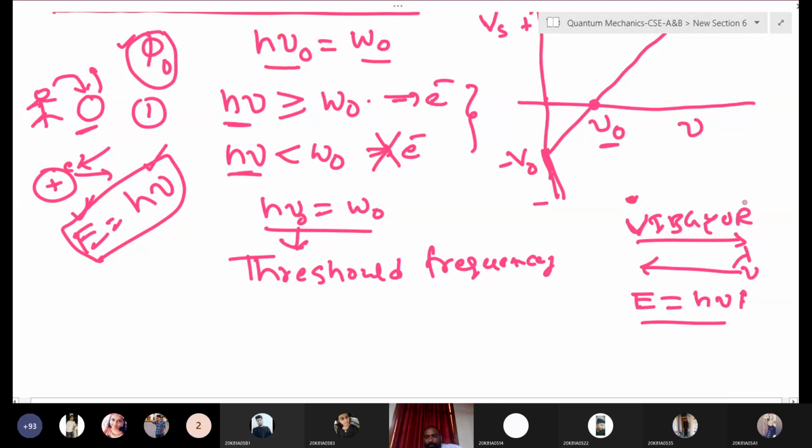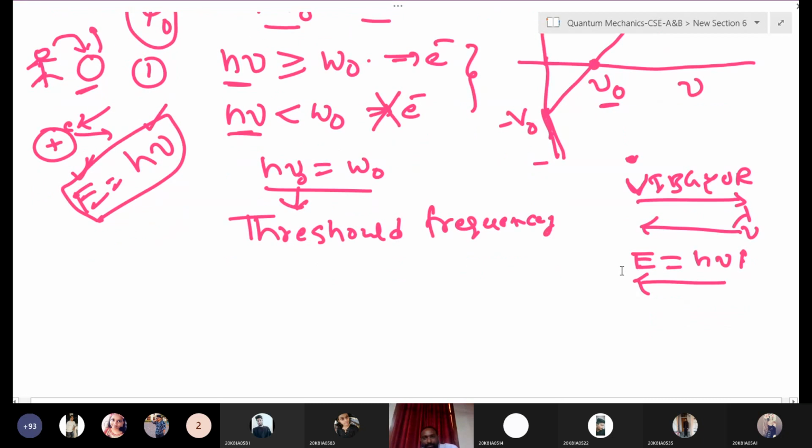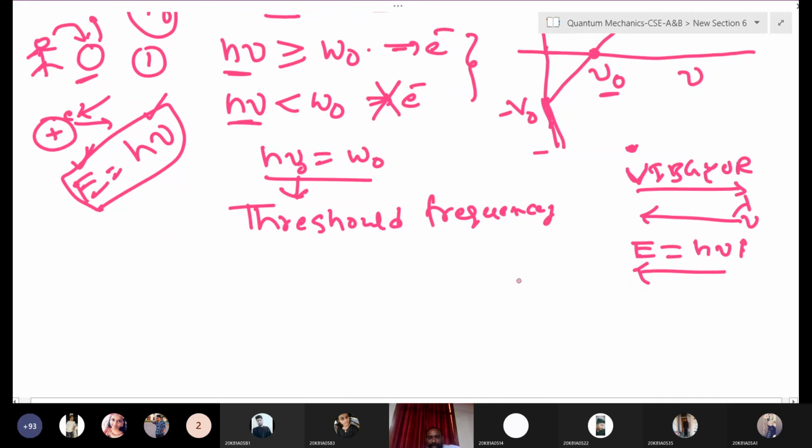So this is the increasing energy order. As the frequency increases, in the same order the energy also increases. So blue has higher energy and red has lower energy. Likewise, suppose h nu 0: blue having higher energy means higher threshold frequency, and red has lower threshold frequency, because the wave frequency is also changing, right?